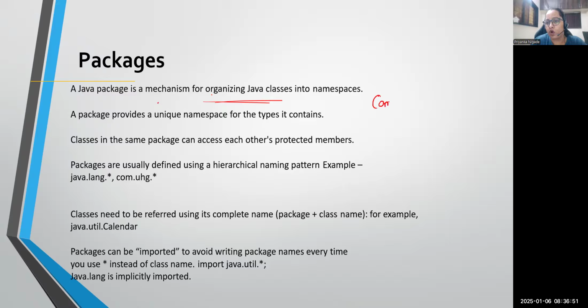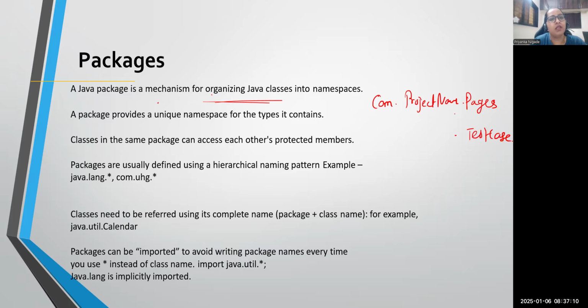Something like this: com dot, whatever your project name is, you can write that project name, dot, and then whatever part you are writing for that particular project. Let's say in a framework, generally we design something like this: pages, then somewhere you can write dot test cases, right?